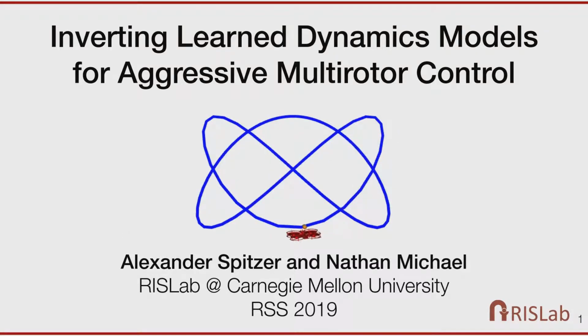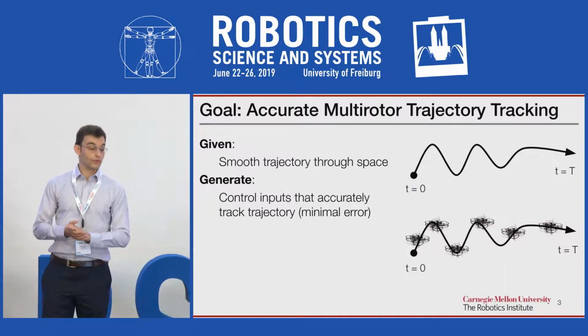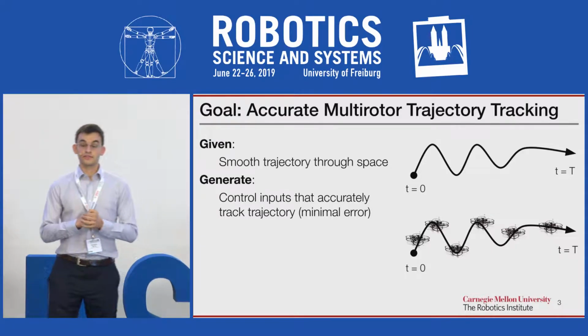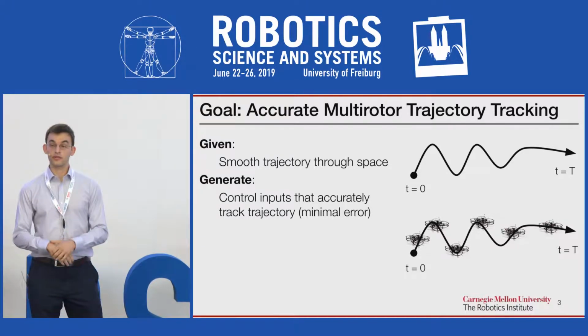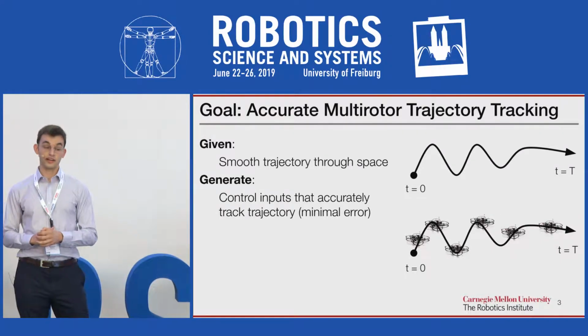Hello everyone, my name is Alex Spitzer, and today I'm going to talk about inverse learned dynamics for quadrotors. So the goal of this work is to accurately track a trajectory with a quadrotor. Given a smooth trajectory through space, the objective is to generate the control inputs, or thrust and angular acceleration, of the vehicle that, when applied, will result in the vehicle accurately tracking the desired path.